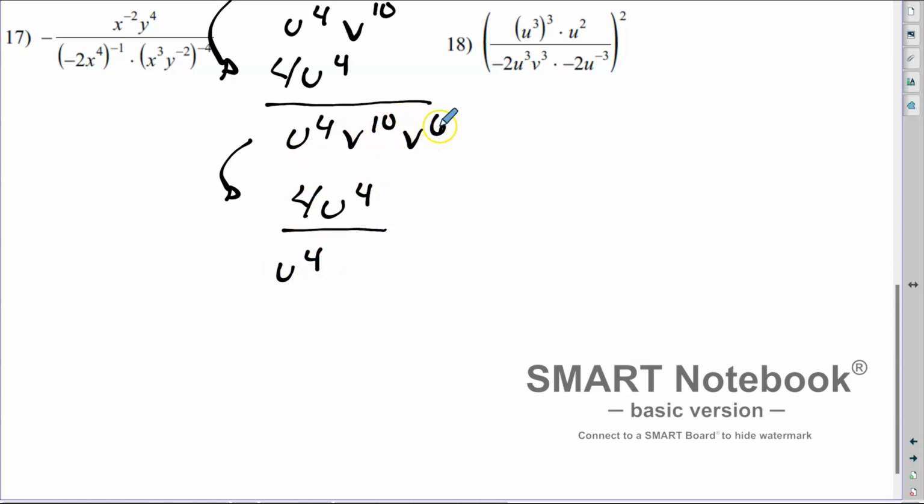And what do we do here? Multiply or add? Okay, we said add, good. And we can go a step further, right? U to the 4th divided by u to the 4th cancels. And we have 4 over v to the 16th. Okay. If you can handle that, great.